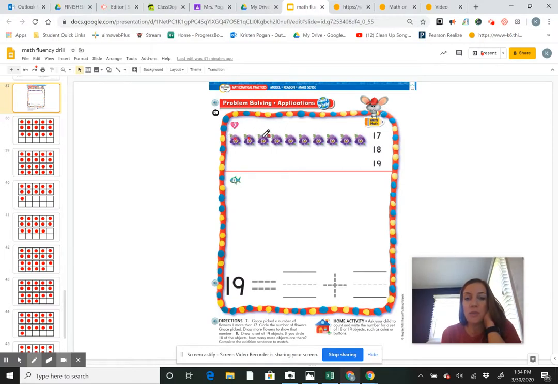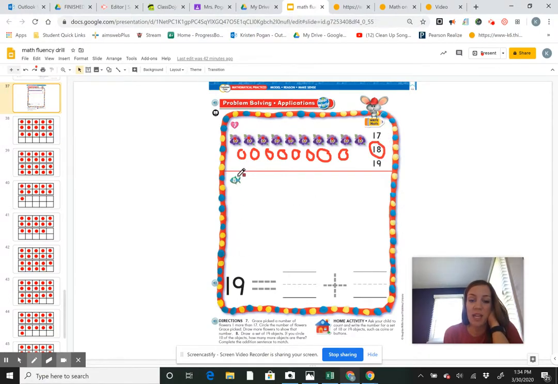1, 2, 3, 4, 5, 6, 7, 8, 9, 10. How many more do I need to draw to get one more than 17? 11, 12, 13, 14, 15, 16, 17. Am I done? Nope, I need one more than 17. So I have 17, I add one more. I would have 17, 18. One more than 17 is 18, so I know 17 plus 1 is 18.